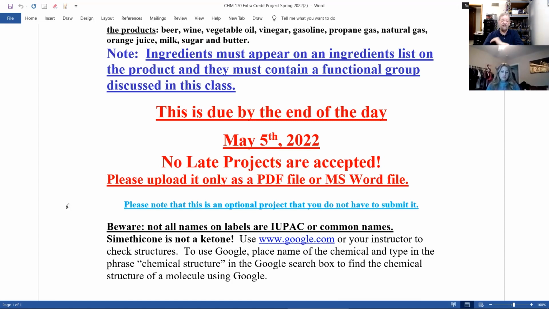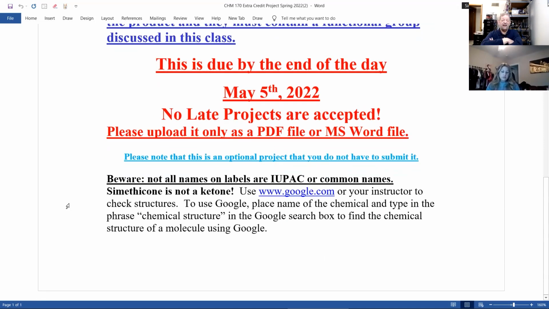All right, now, important thing. Beware, not all names on labels are IUPAC or common names. Simethicone, OL ending, ONE ending. Ketone, no, it's a silicone compound. Now you can use Google or ask me to check your structures. To use Google, if you haven't done it already, place the name of the chemical you're looking for, and then the phrase chemical structure. And one of the first couple hits in the search will be that structure.